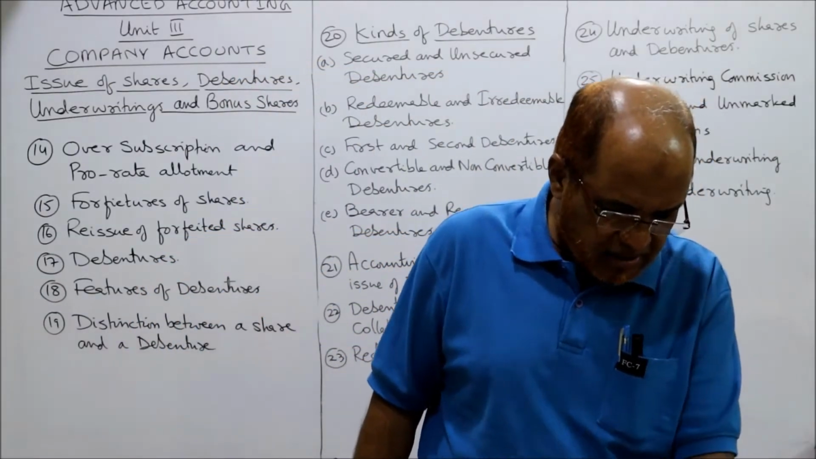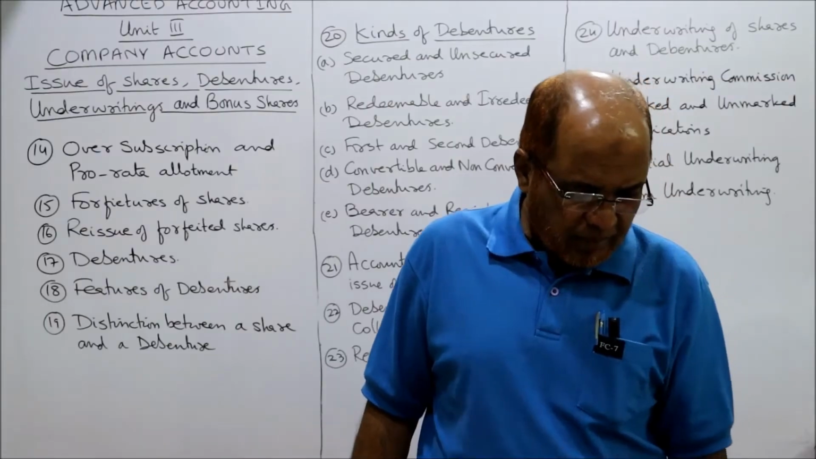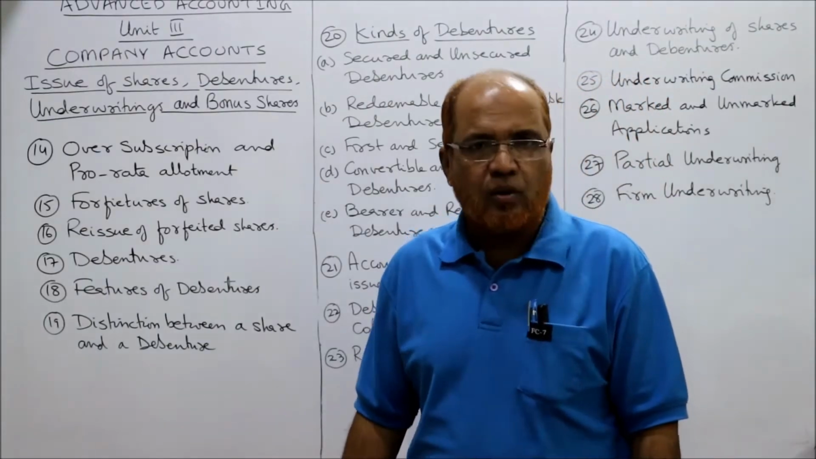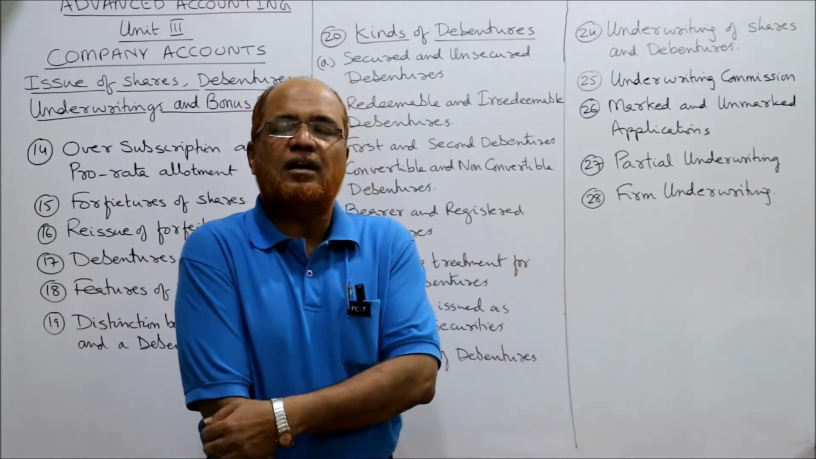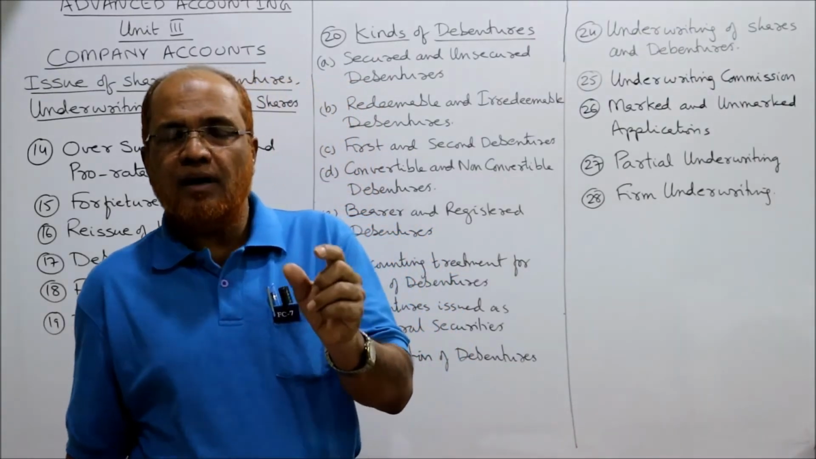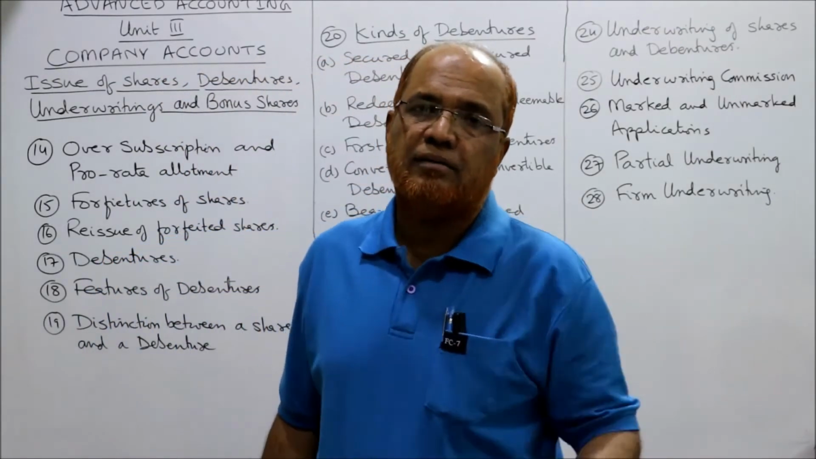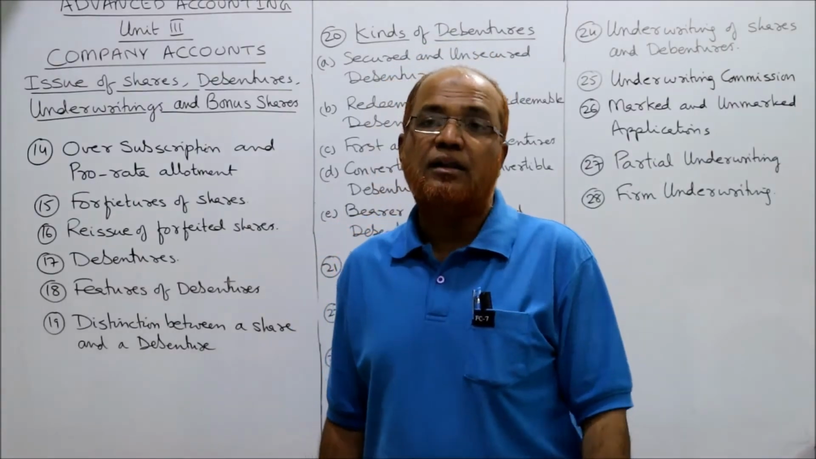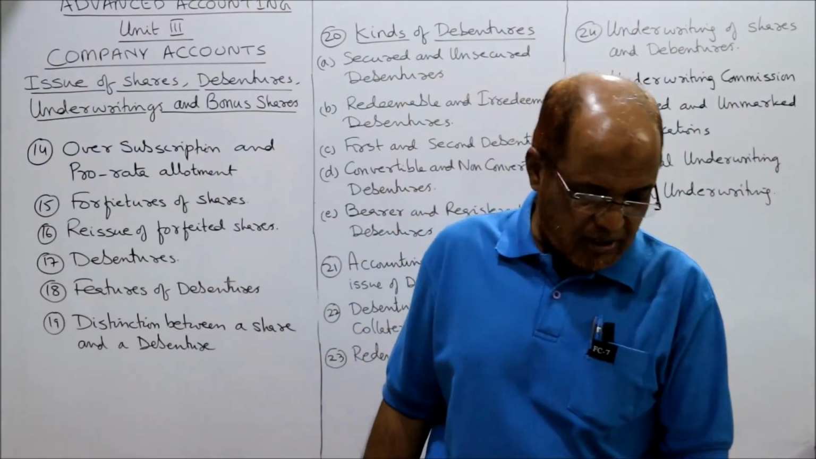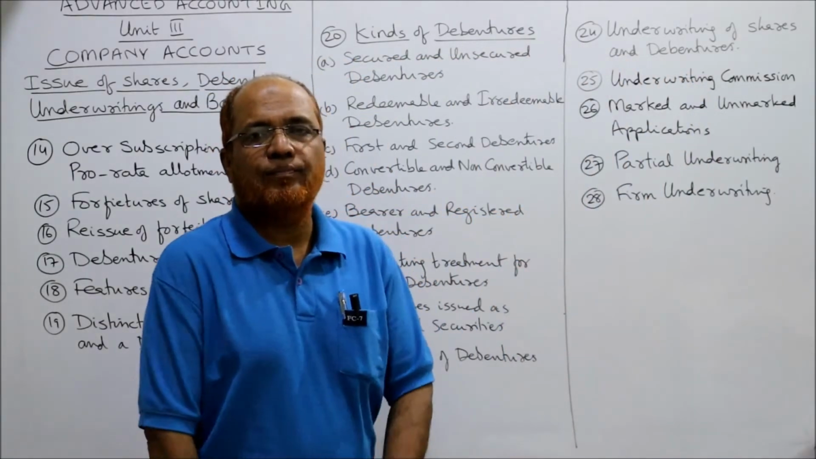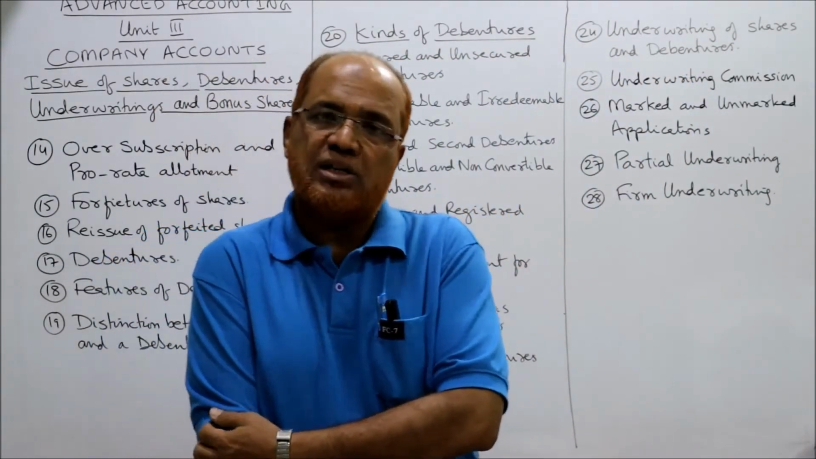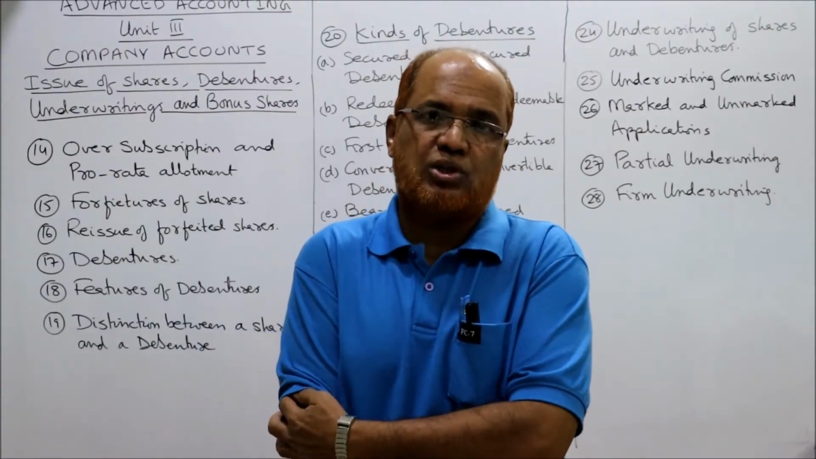Next, debenture holders are entitled to repayment of the amount lent. That means at the expiry of the term of the debenture period, the company has to return the principal amount to the debenture holders. Debenture holders don't normally have voting rights. Voting rights only shareholders will have. Shareholders can vote.